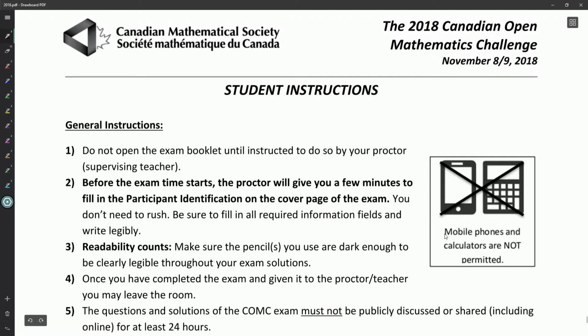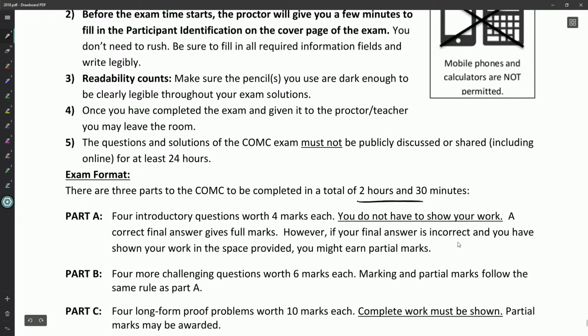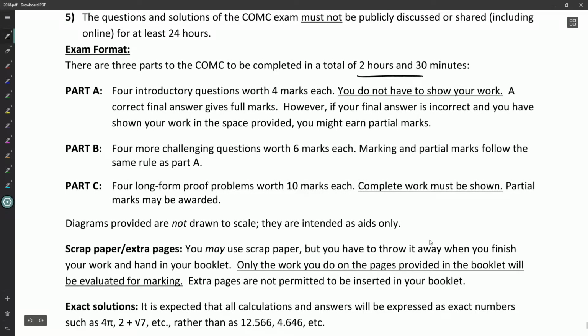So important things to keep track of: you have 2.5 hours, calculators are not allowed, and there's the breakdown in the parts. There are 3 parts to the contest, part A, B, and C. Each question in each part is worth different marks. So the part C questions are worth a bit more, but the rules change for the different parts. Parts A and B are marked the same. You don't have to show your work. But when you get to part C, as they say here, complete work needs to be shown.